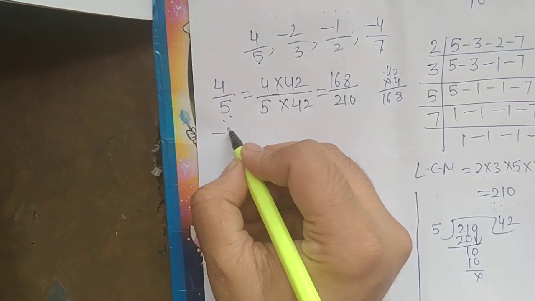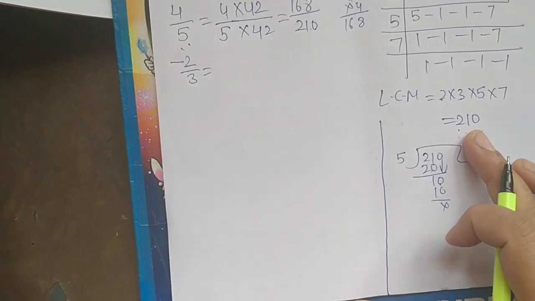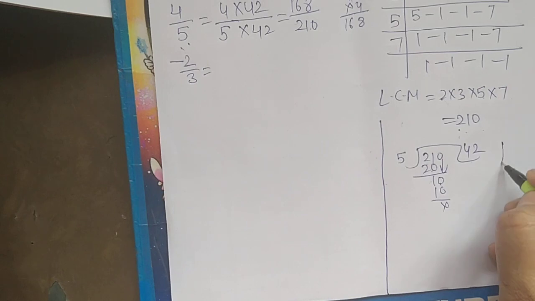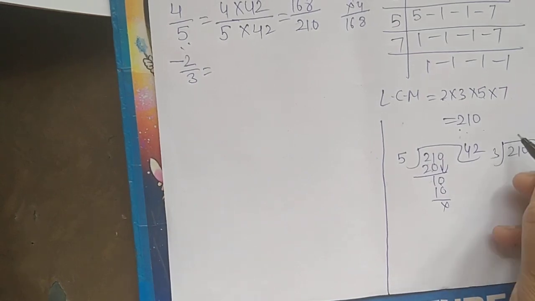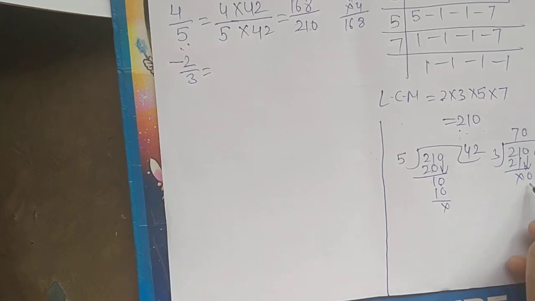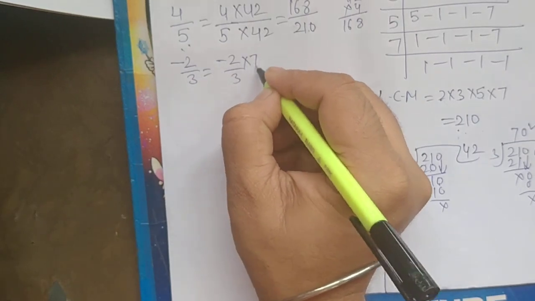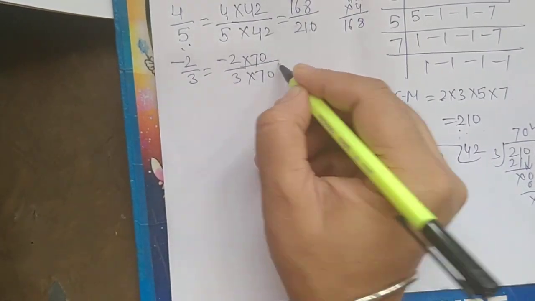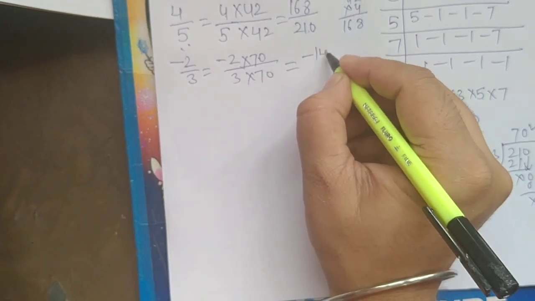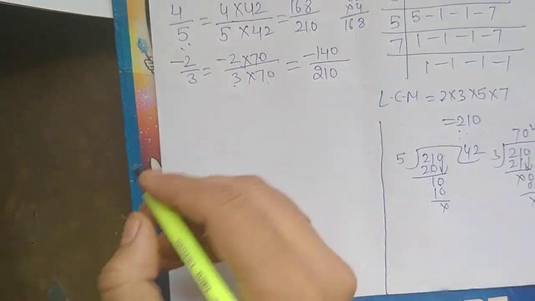Then next is minus 2 upon 3. So now again we will divide LCM 210 with denominator 3. So 210 with 3, 7 3s are 21, then 0 will come here, 3 zeros are 0. 70. So multiply 70 with numerator and denominator. So 70 multiply by minus 2 is minus 140, and 70 multiply by 3 is 210.